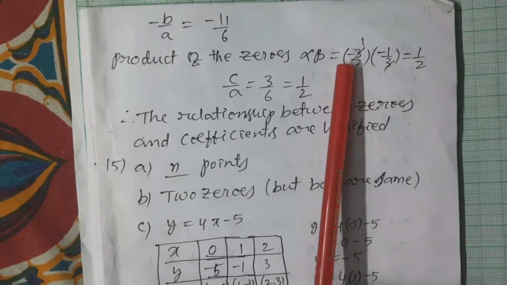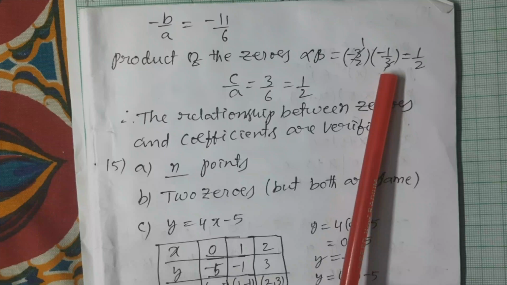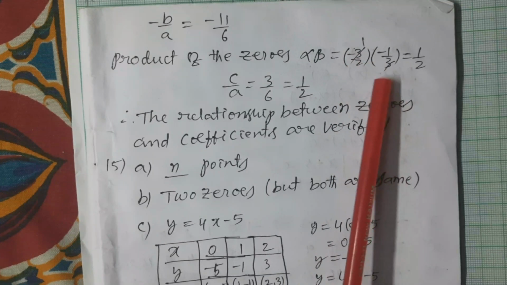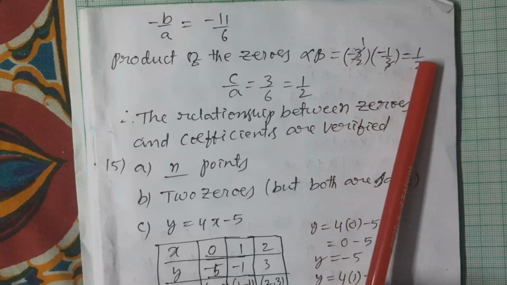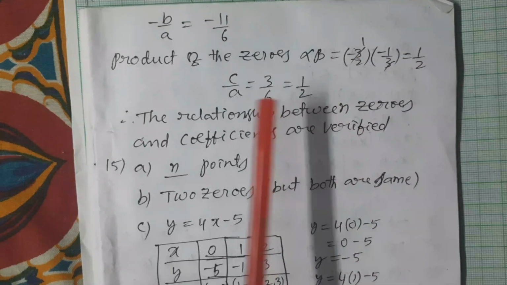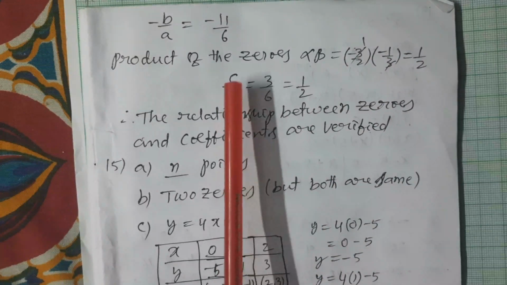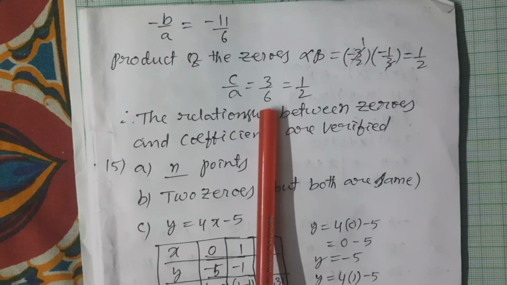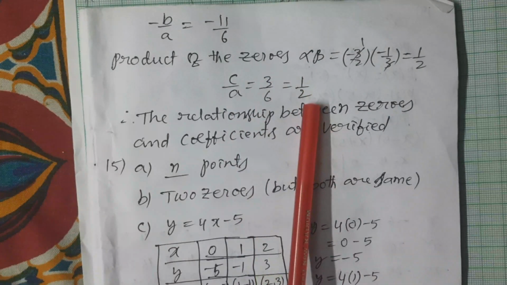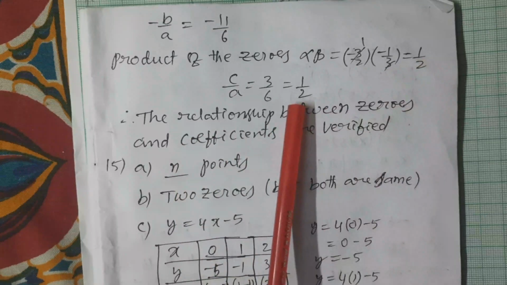Here the numerator 3 and the denominator 3 will be cancelled. 3 1s are 3. Minus into minus is plus. 1 1s are 1 only. 2 1s are 2. C by A, according to the formula, C value is 3, and the A value we already know is 6. 3 1s are 3, 3 2s are 6. So 1 by 2 came.